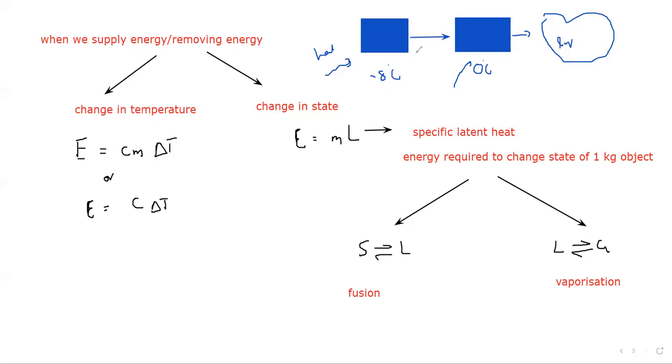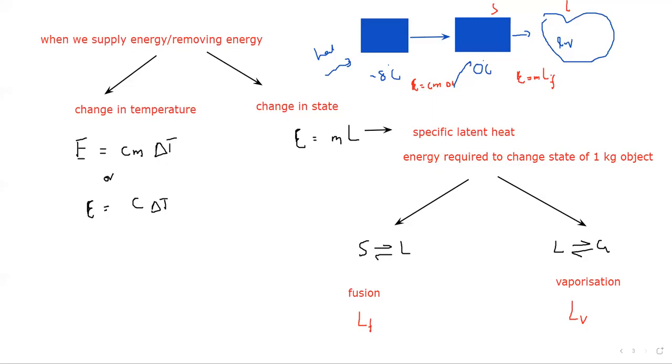So when we want to find how much energy we are supplying, if there's a change in temperature, E equals c m delta T. If there's a change in state, like solid converting into liquid, E equals m into L F, because it is fusion, so subscript F will be there. If it is vaporization, then subscript V will be there.